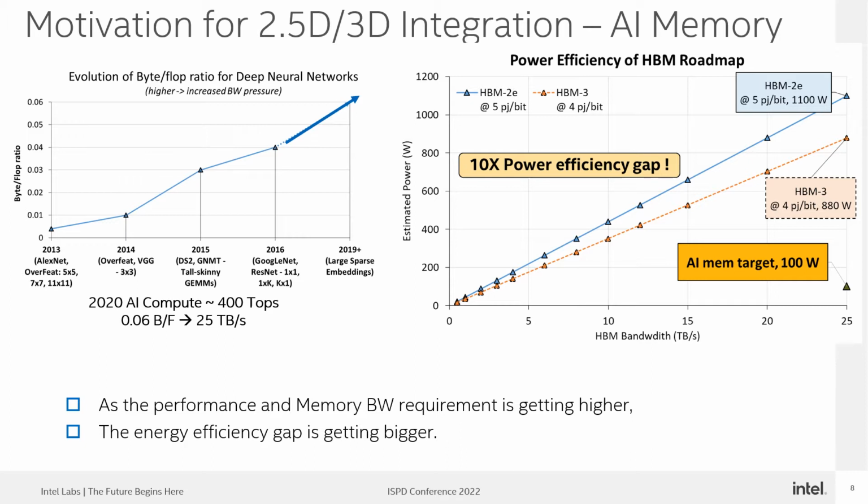So HBM2E was proposed, and then we are presenting estimated power as a function of HBM bandwidth. And then HBM3 also tried to satisfy this 25 terabytes per second requirement. But if you look at the power, it is very high. There's a 10x power efficiency gap in this HBM solution. Something has to be done. Power and memory, performance and memory bandwidth requirement is getting higher, and the energy efficiency gap is getting bigger.